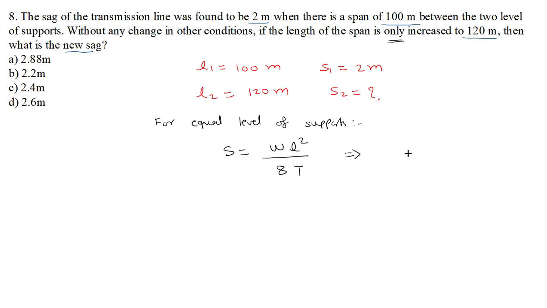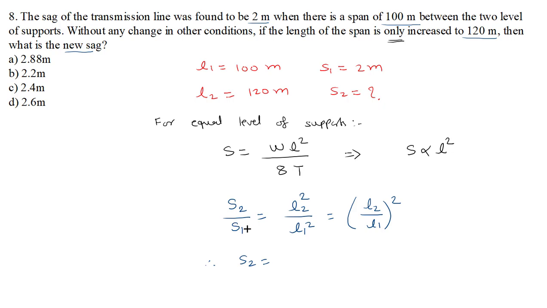So if we assume W and T as constant, sag is directly proportional to L square. So we can write the sag in the second case, S2 divided by S1, will be equal to L2 square by L1 square, that is equal to (L2 by L1) whole square. Therefore we can write S2 as S1 into (L2 by L1) whole square. How much is S1? The original sag is 2, the new length is 120, the old length is 100, squared. The zeros will get cancelled.